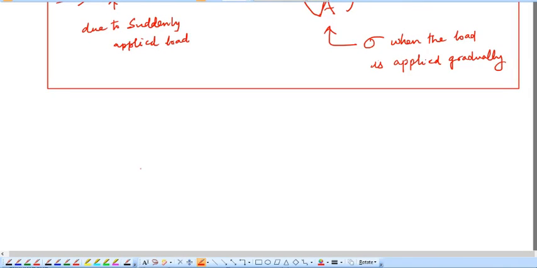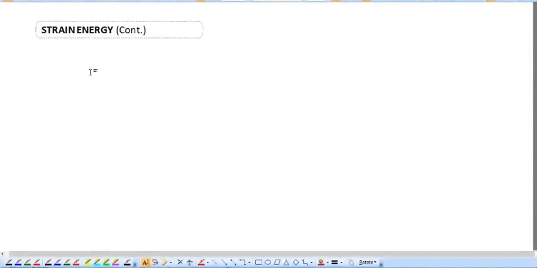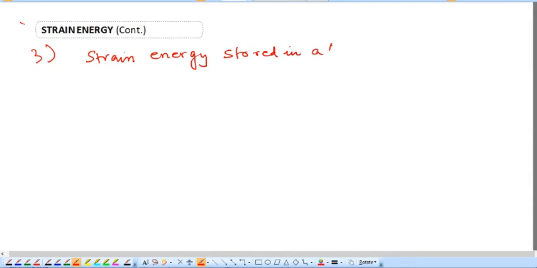Now the third one is the strain energy stored in a body due to a shear stress.